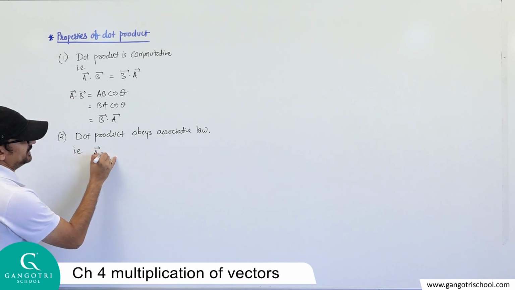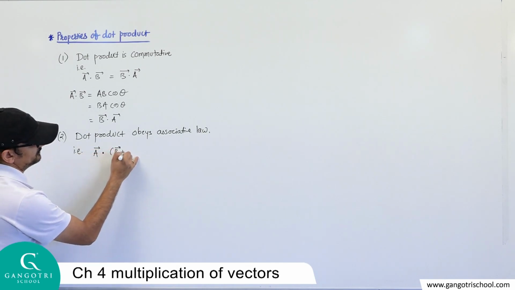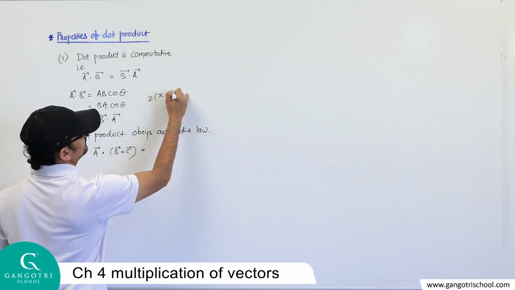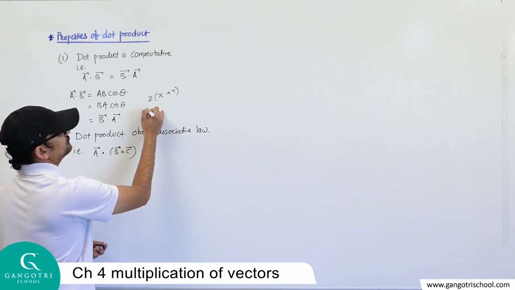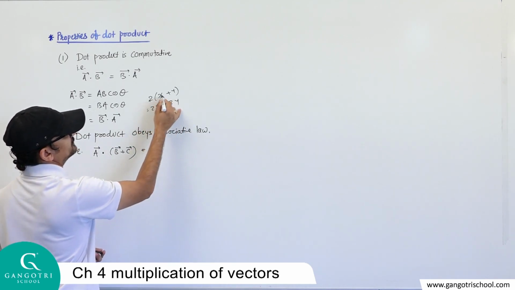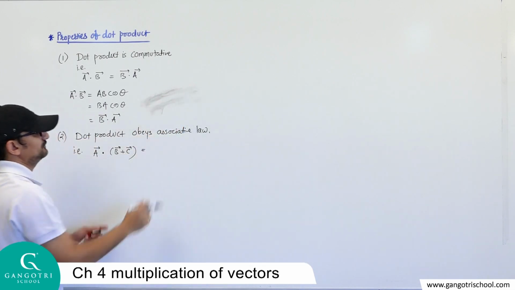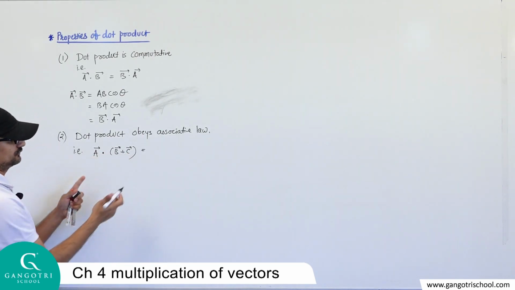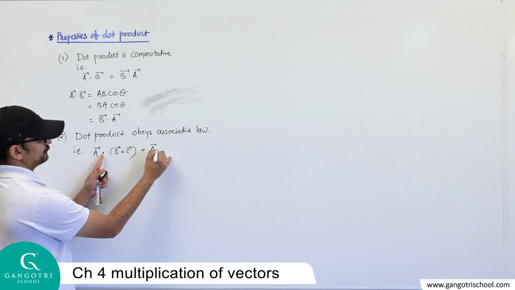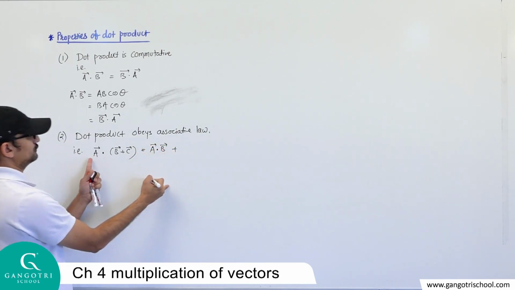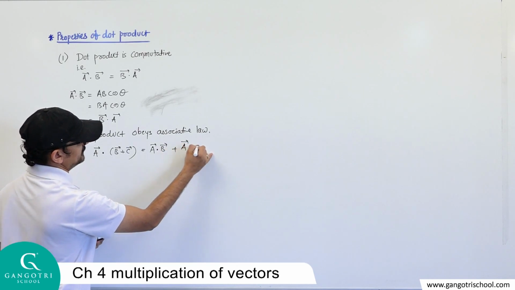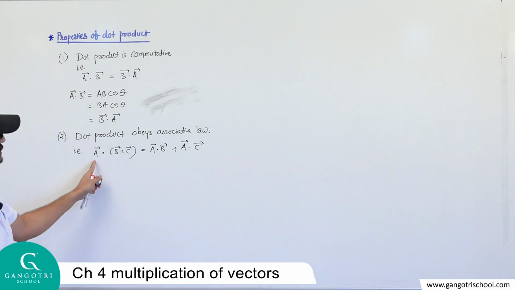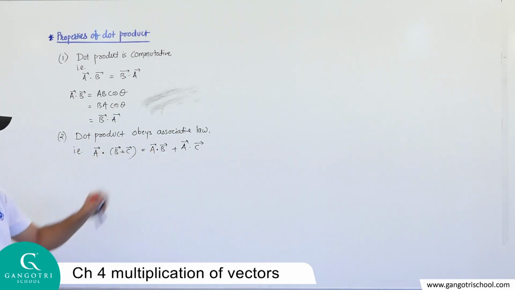Suppose vector A dot B plus C. In simple maths, if we open the bracket like 2 into x plus y, we can write it as 2x plus 2y: 2 is multiplied with x and 2 is multiplied with y. In the same way, there is a dot product of vector A with B plus C. If you open the bracket, first the dot product of A with B, plus now the dot product of A with C, A dot C. So in simple language, you can open the bracket in the case of dot product: A dot B plus C means A dot B plus A dot C.